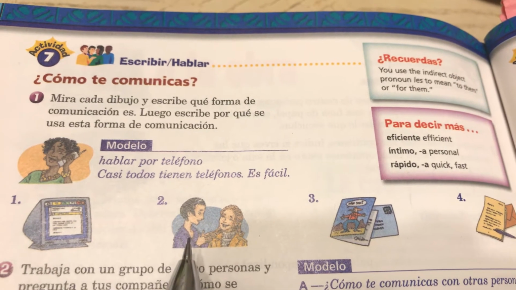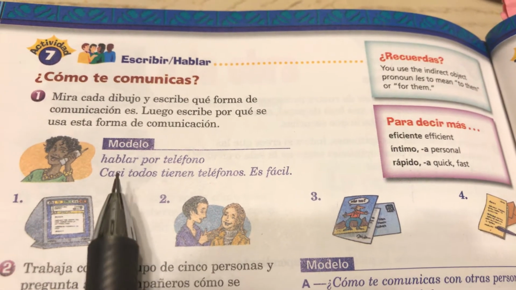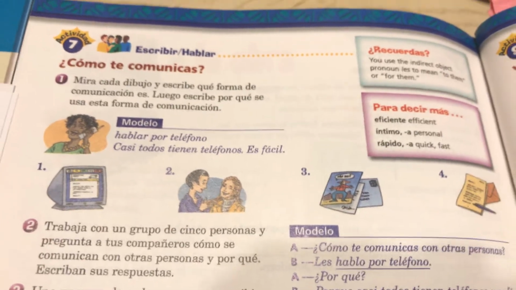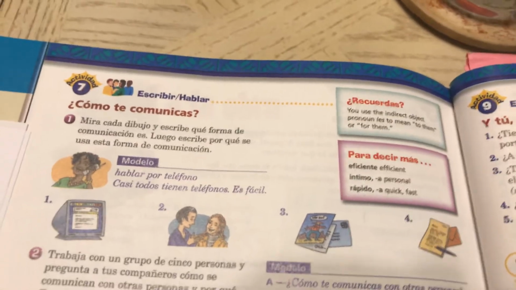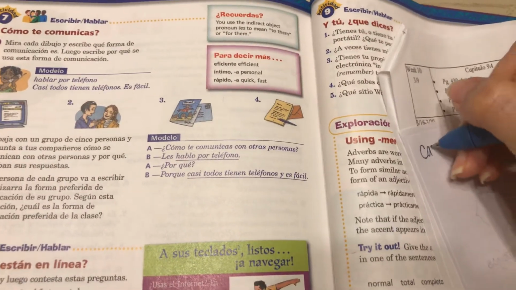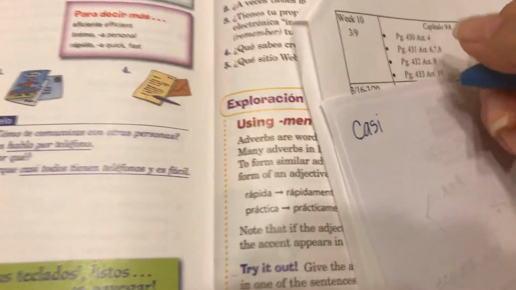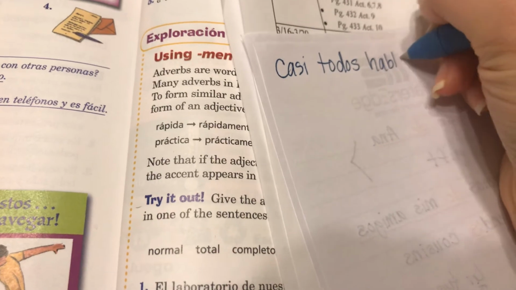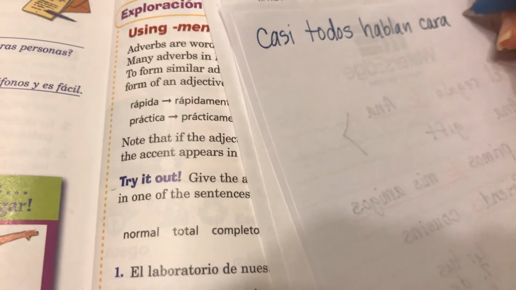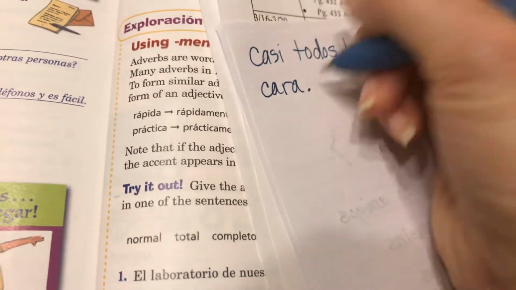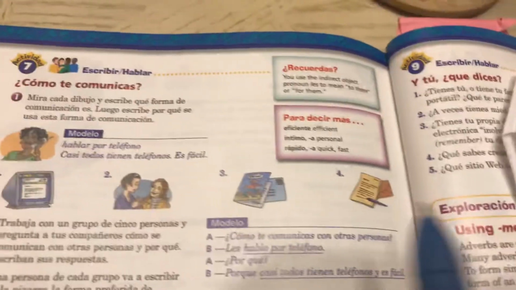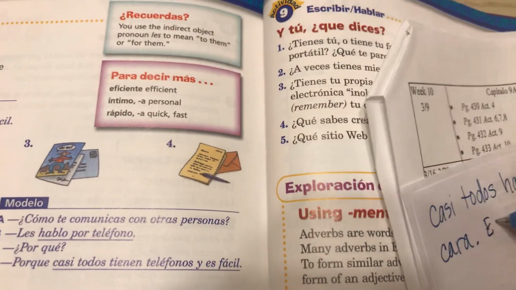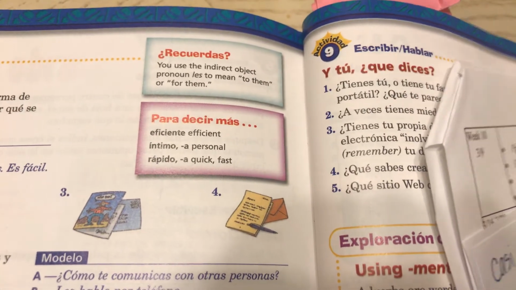Okay, so for number 2, it's cara a cara. And then we could write casi todos hablan cara a cara. And here, let me write it down right here. Let's see. Casi todos, so casi todos hablan cara a cara. Okay, now for this one, I don't know which one you chose. Es, it is, but I'll choose one. Es íntimo. It's personal.